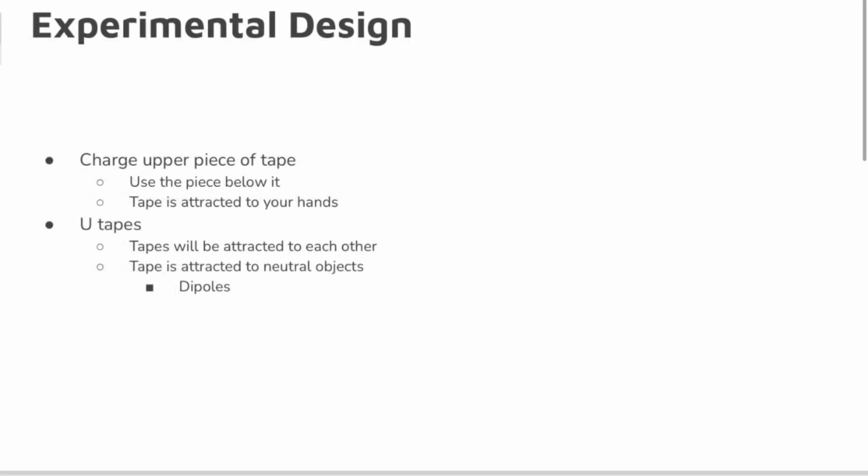The experimental design of this experiment begins with charging the upper piece of tape. To do this, you use the piece below it, and now the tape is attracted to it. Next, the tapes will be attracted to each other, and the tape will be attracted to the neutral object because of dipole interactions.